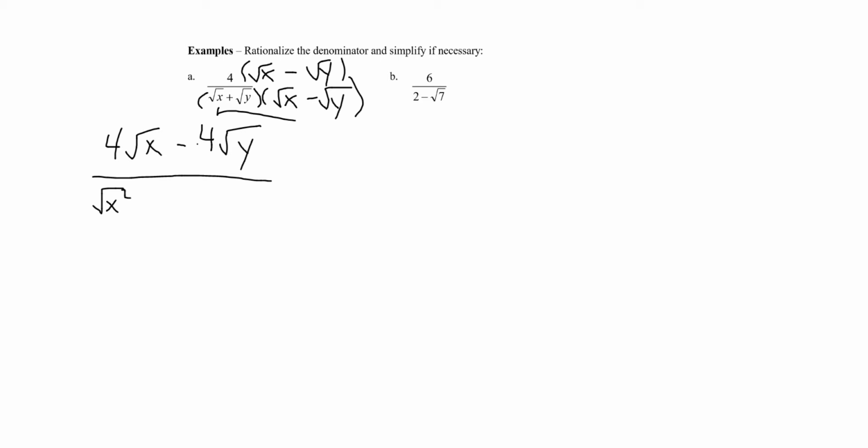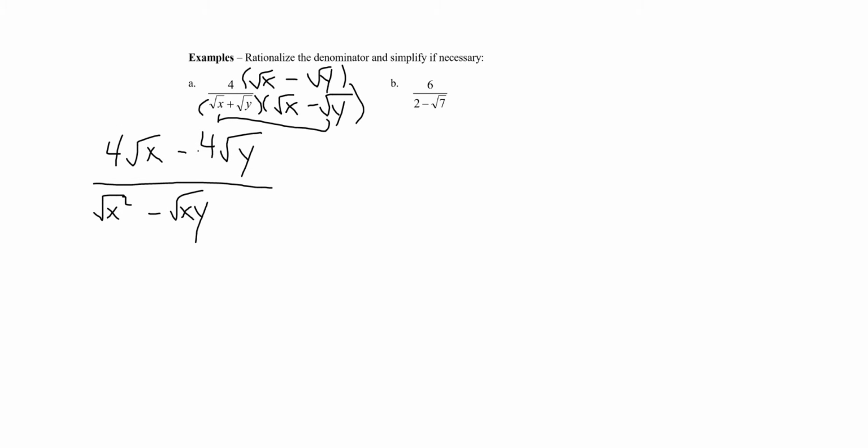And then we'll do our outer terms. So we get minus the square root of xy. Next, we do our inner terms. So we will get plus the square root of xy. And then finally, we do our last terms. So the square root of y times the square root of y, and it's one positive, one negative, so it'll be minus square root of y squared.